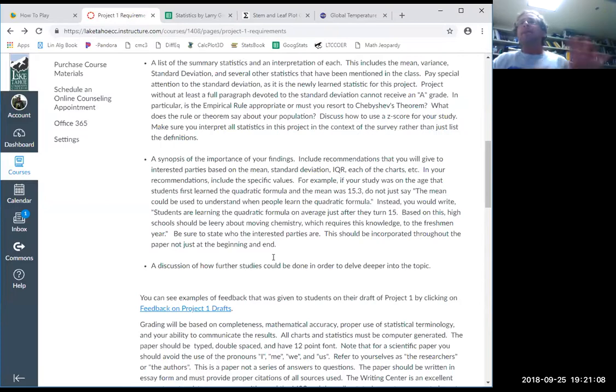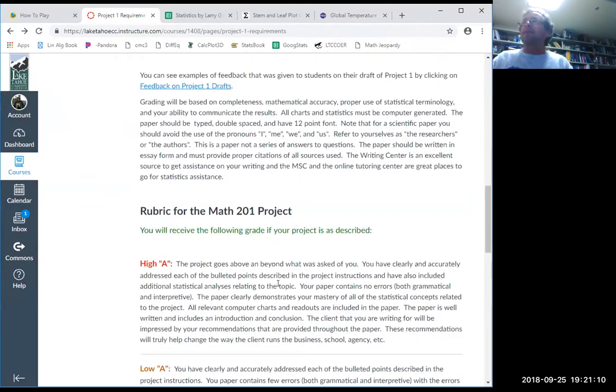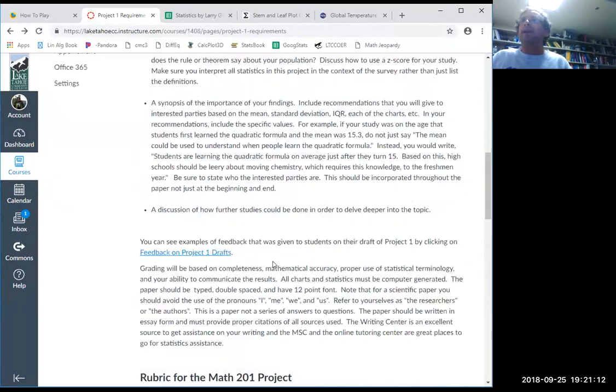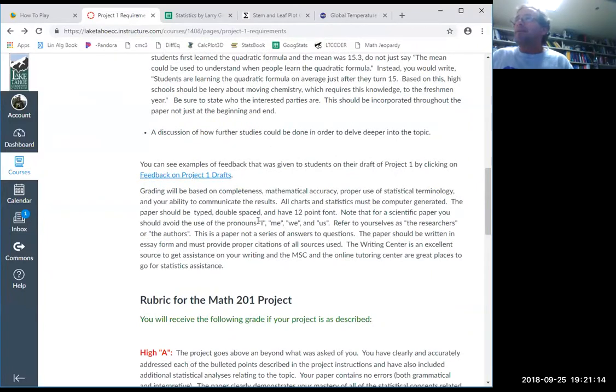All right, I'll let you read through the font requirements and things like that. By the way, don't use the word I, don't use the word me or we or us. That's not a professional paper. Professional papers are not about you, they're about the study. You are professional researchers. Refer to yourselves as the researchers, not we. Does that make sense?